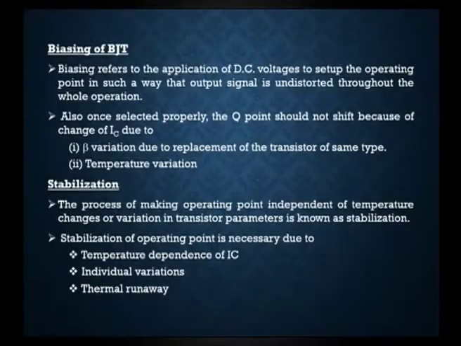Next, another term is stabilization. The process of making the operating point independent of temperature changes or variation in transistor parameters is known as stabilization. How we make this stabilization, we will study in the upcoming slides. Stabilization of the operating point is necessary because of the temperature dependence of IC. Stabilization is related to temperature, as we know from the definition, and the collector current also depends on temperature.